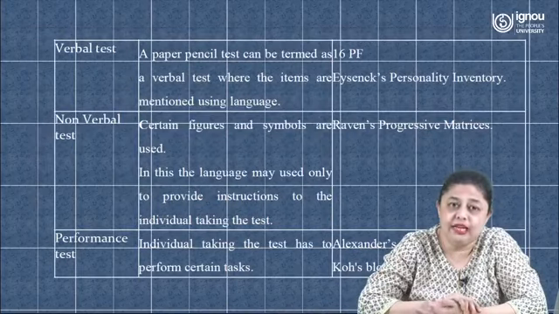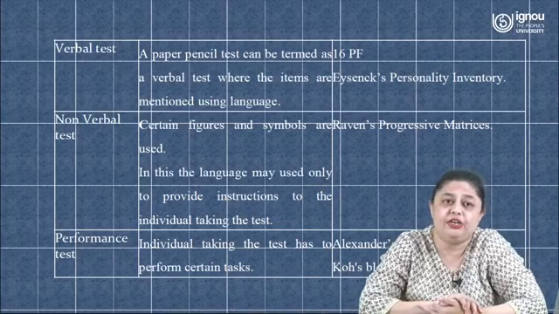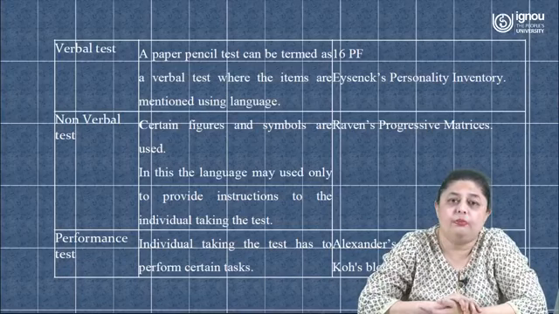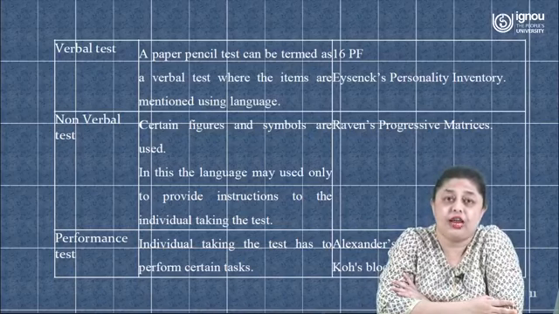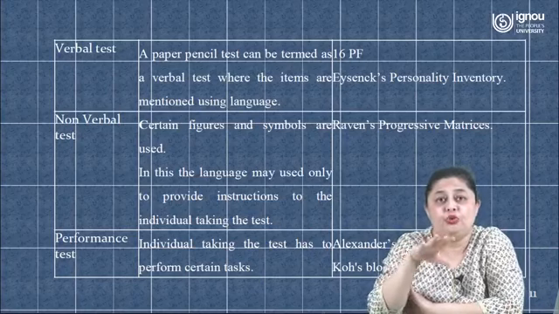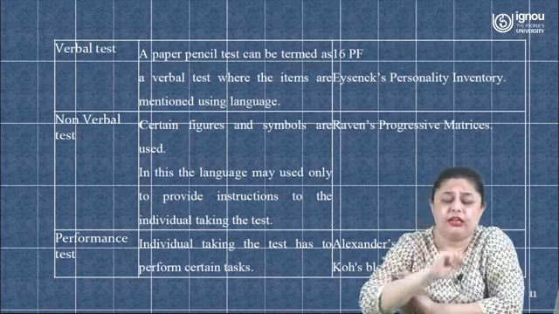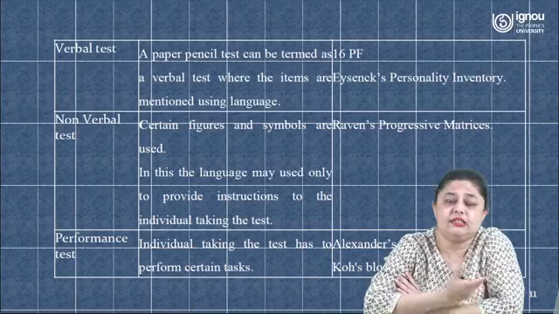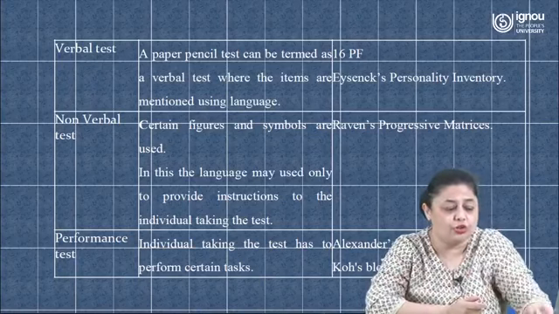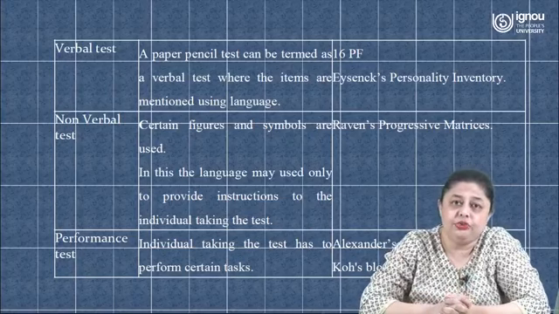Then you also have verbal tests. Of course, these are nothing but paper-pencil tests like 16PF and Eysenck's Personality Inventory and so on. You also have non-verbal tests, like for example Raven's Progressive Matrices. If you have not seen it, you can always go online and check what Raven's Progressive Matrices is. There are patterns over there, there are pictures, and then you have to fit in. Of course there is a way to do it. This kind of thing is non-verbal because as such there is no use of language. Language is not required, unless of course to give instructions. You use language only to give instructions.